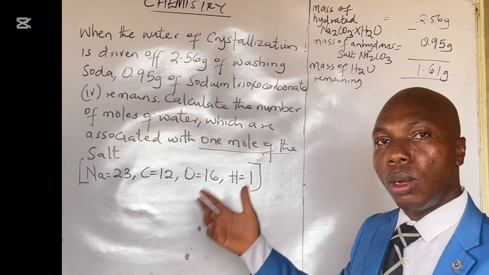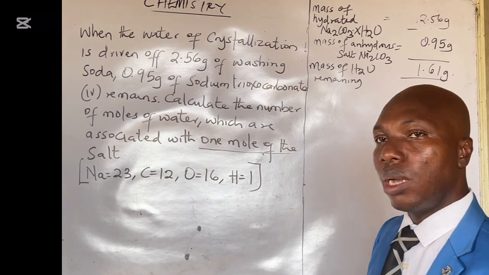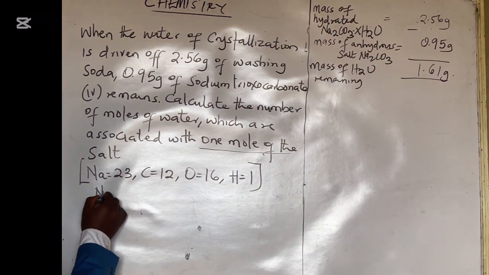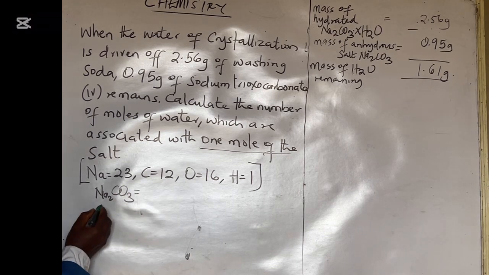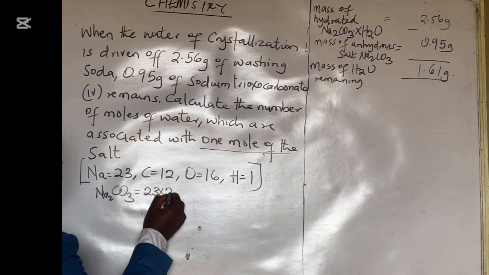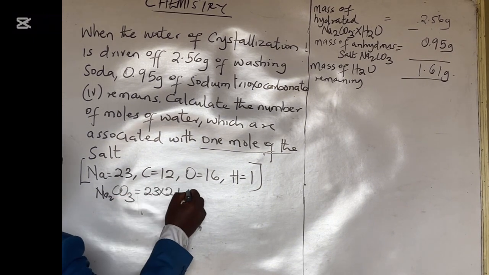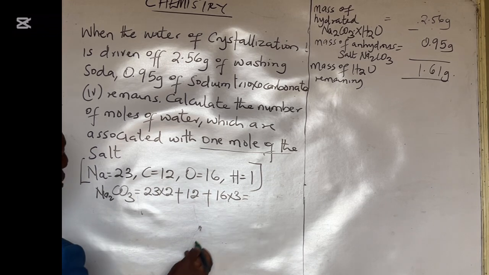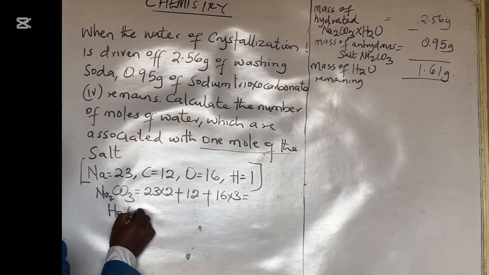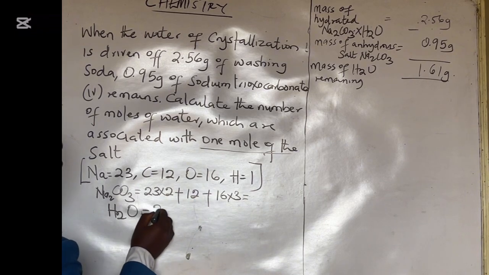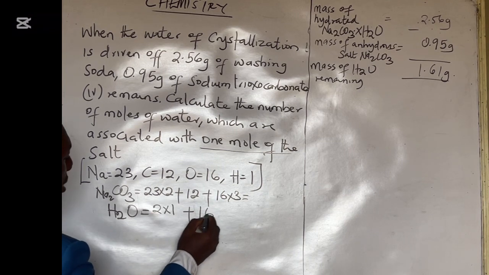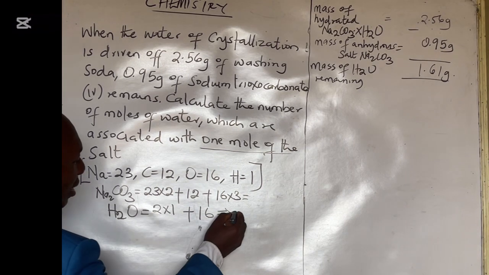So the remaining part of the question is to get the relative molecular mass of sodium carbonate and the relative molecular mass of water. So let's solve this here. We have sodium carbonate, Na2CO3. Sodium is 23, that's 23 times 2, plus carbon, that's 12, plus oxygen, 3 times 16. We also have water, H2O. Hydrogen is 1, that's 2 times 1, plus oxygen is 16. So for water we have 2 plus 16, that's 18.